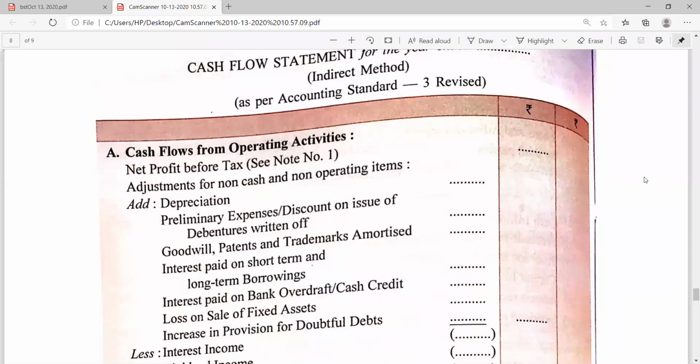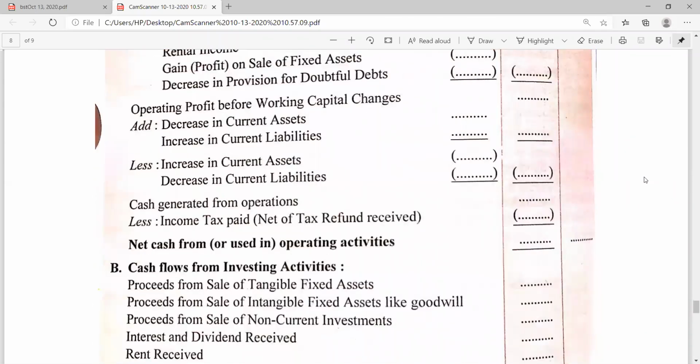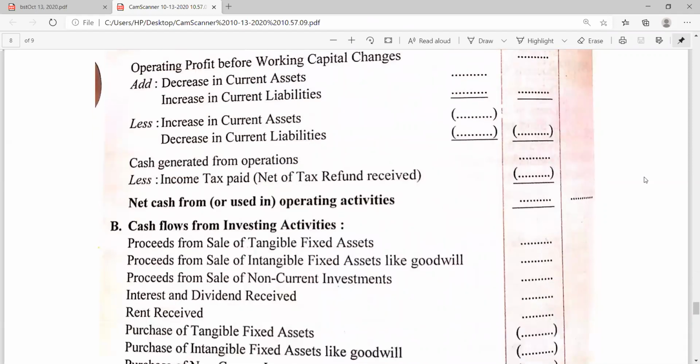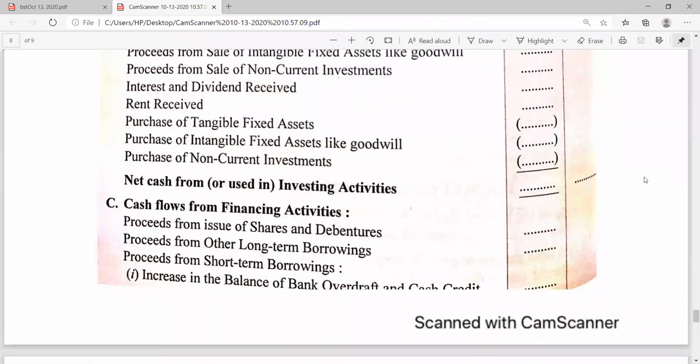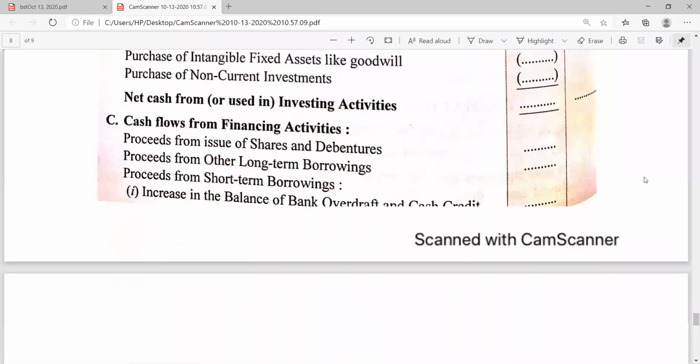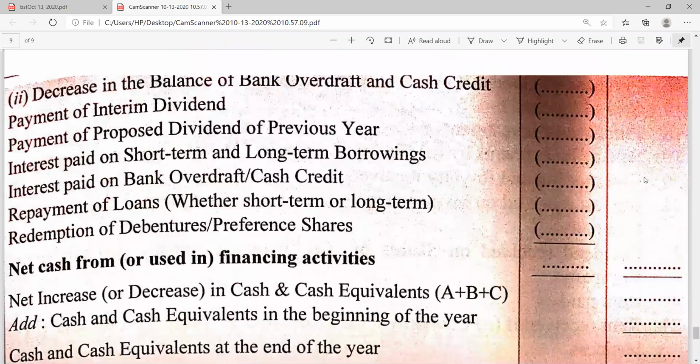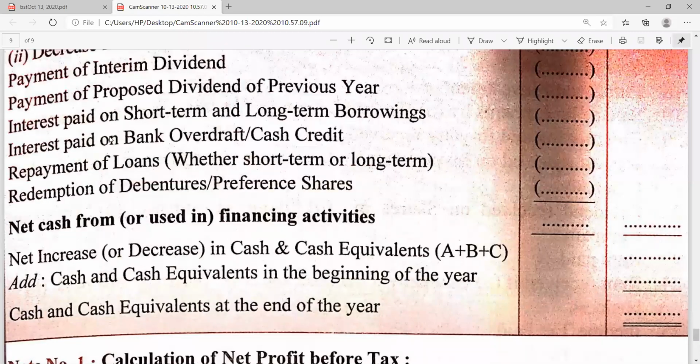See, point A is cash from operating activity. Part B is cash flow from investing activities. C is cash flow from financing activities. And what to do at the end? After having all these activities, you have to calculate the net cash increase or decrease in cash and cash equivalent. And to this, the cash and cash equivalent in the beginning is to be added, and at the end we will get the cash and cash equivalent at the end of the year.